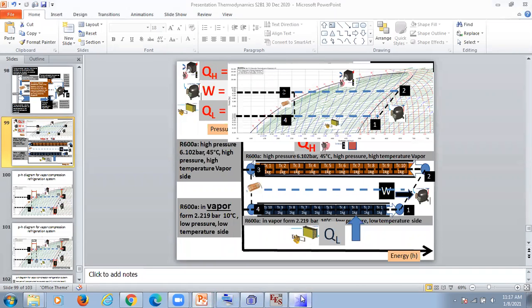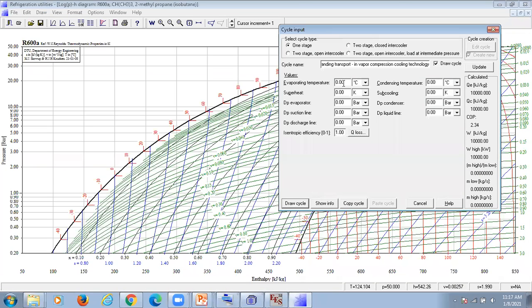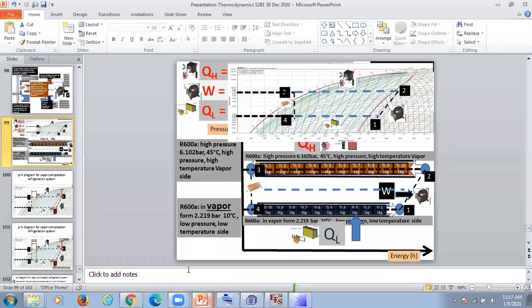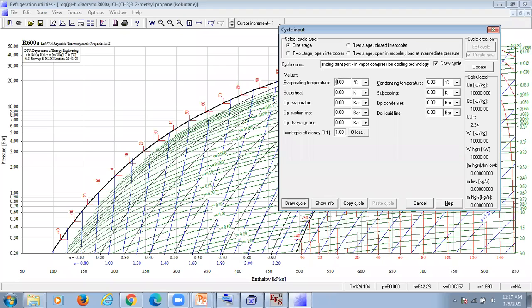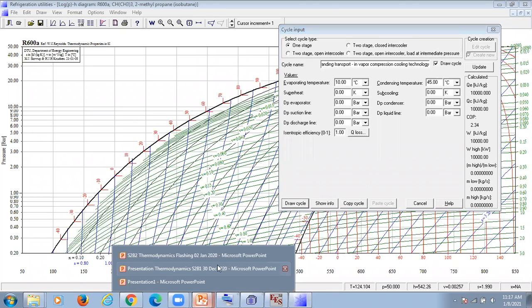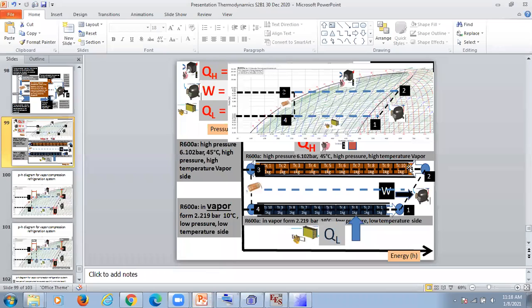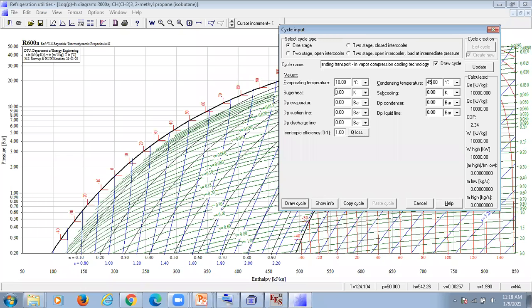So now I'm going to add the data here. Evaporator, let's say, as mentioned in our case, the temperature is 10 degrees Celsius. Unloading side, it is 45. As we have seen here, 45 degrees. And the corresponding pressure will be calculated by the system itself.